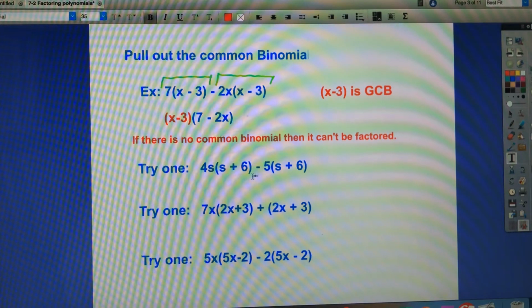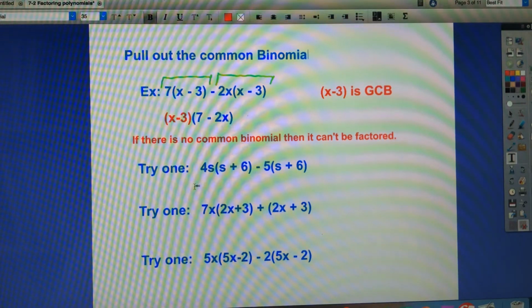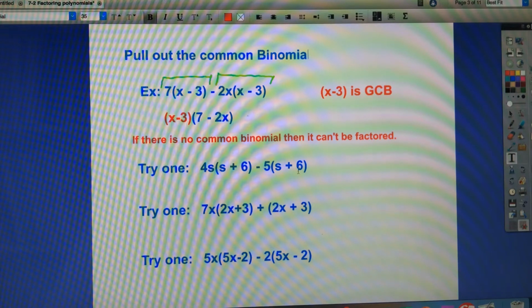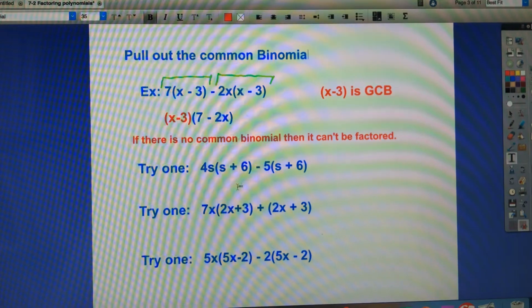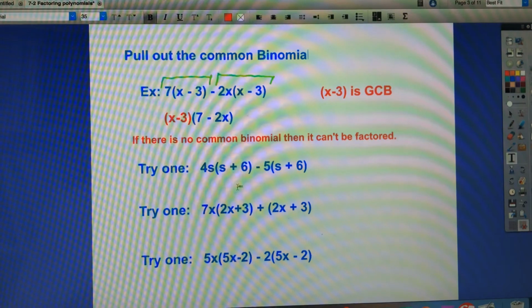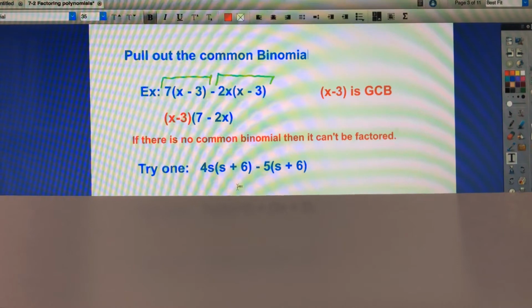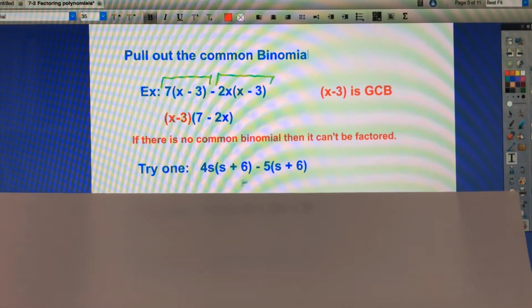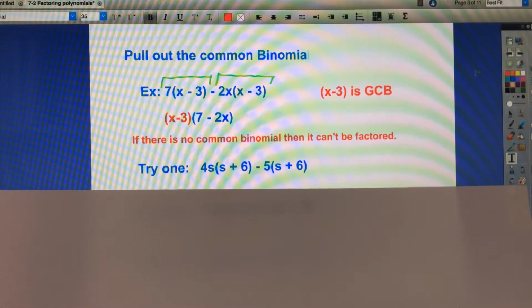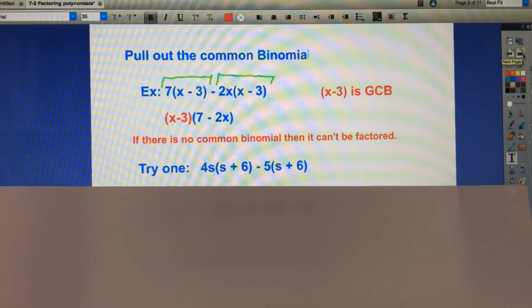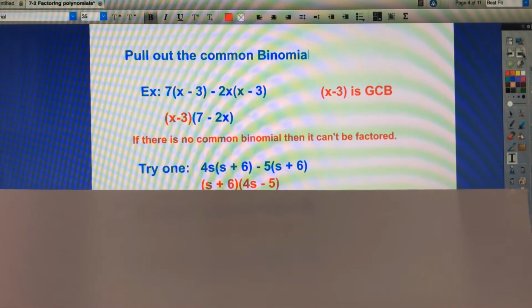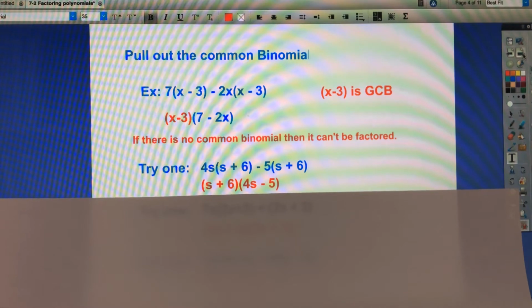Try one. Let's help you with this first one. 4s times s plus 6 minus 5 times s plus 6. Clearly, s plus 6 is in both. So I'm going to list s plus 6. But then I have my 4s and my minus 5. So I take my 4s and I take my minus 5, and that's my second binomial.